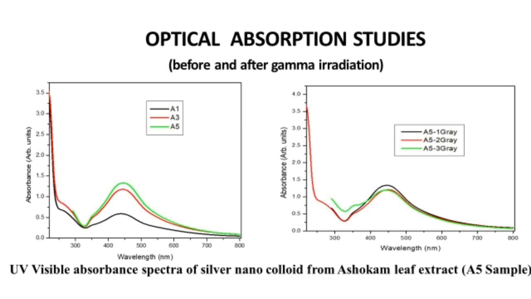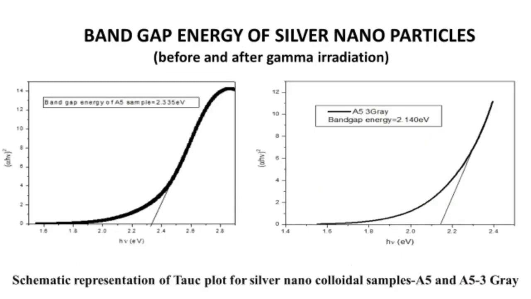From the results of the gamma irradiated samples, it is found that the intensity of absorption of the samples is less than that of the normal samples. This is due to the reduction in particle size to nanoregime. As the gray dosage increases, the percentage of absorbance is found to decrease.